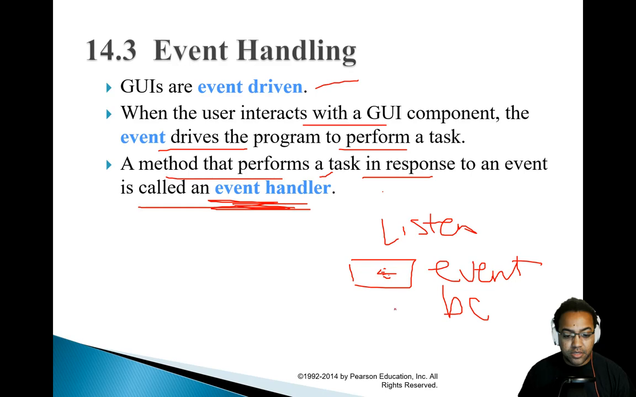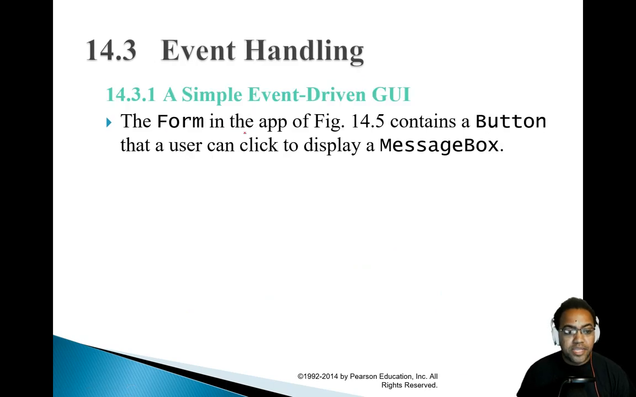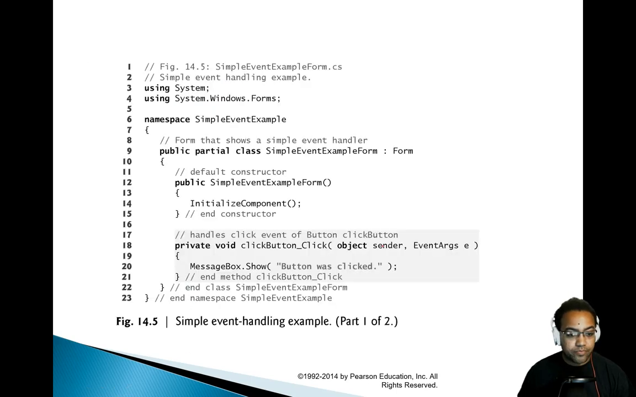So I want the button to listen for a button click, and when it does, I want you to do some stuff after the button is clicked. That's, in a nutshell, as an example, what an event handler does. Now you can have event handlers for key press, for scroll over or mouse over, mouse off. You can have event handlers for a ton of things. The form in the app contains a button that displays a message box. So let's go ahead and create a Windows Forms application and do this, shall we?